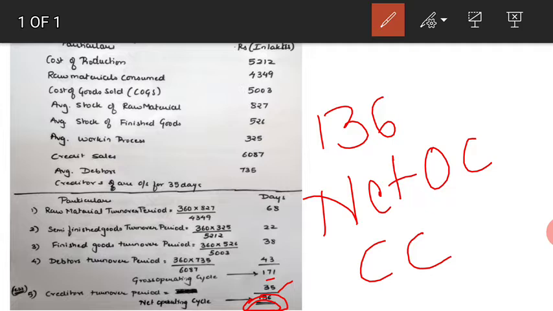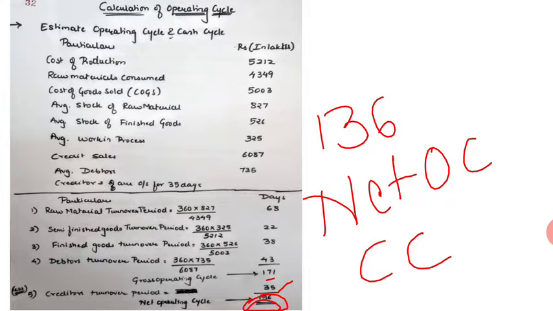So this is how we solve problems related to operating cycle. First, calculate the inventory turnover periods, that is raw material turnover period, semi-finished goods or work in process turnover period and finished goods turnover period. Then calculate debtors turnover period. Add all these to get the gross operating cycle. From the gross operating cycle, deduct the creditors turnover period, we get net operating cycle, or also called as cash cycle or cash conversion cycle.